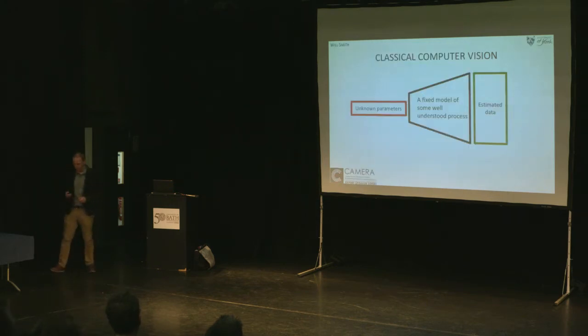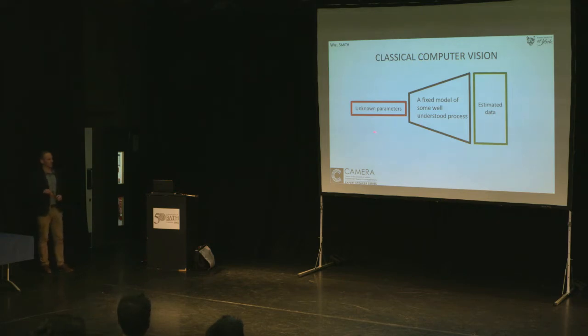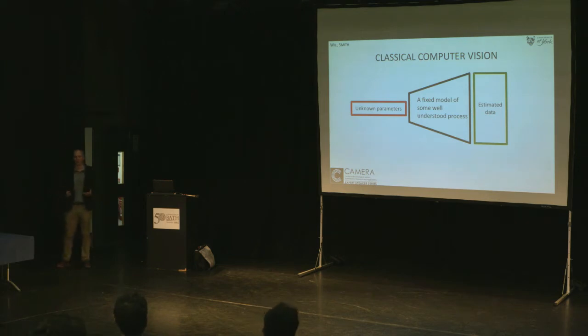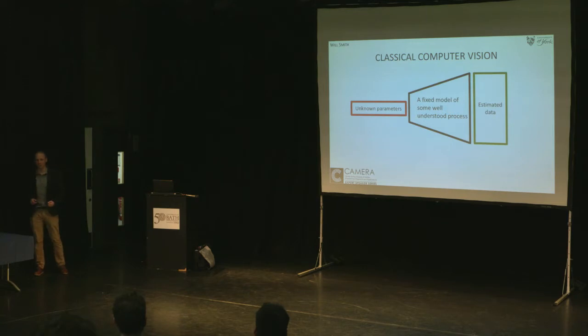Okay, so this is going to be very conceptual and high level. One approach to classical computer vision, this is not the only one, but an optimization-based approach, is that you have some fixed model of a process that you understand well. That could include spectral projection, reflectance models, whatever else it is.